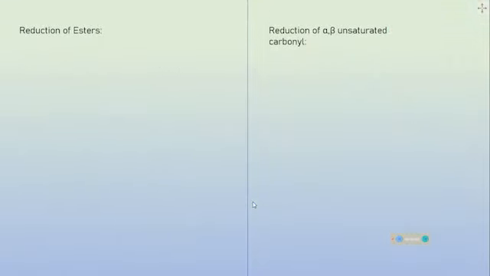So now let's discuss reduction of esters. Let us take an example. This is a diester. This on reaction with sodium in the presence of liquid ammonia, which is a non-proton donor. A solvent which can donate H plus is called a proton donor. Here liquid ammonia is a non-proton donor. So the diester on reaction with sodium in liquid ammonia produces acyloin.